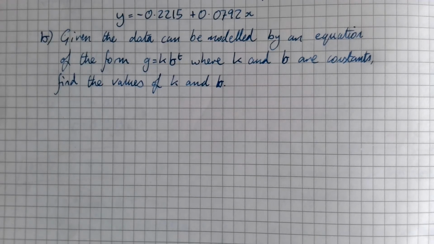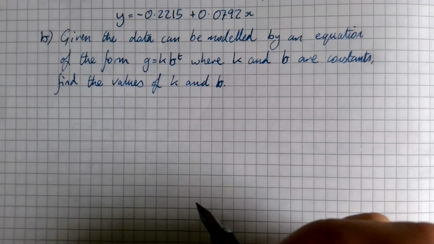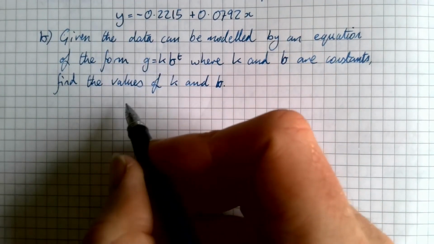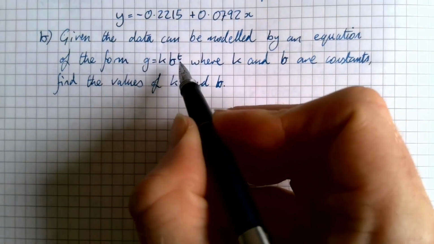So I've written out the equation we had at the beginning again of the coded data with the y, where y is log g, isn't it? Given the data can be modelled by an equation of the form g equals kb to the power t, where k and b are constants, find the values of k and b. And this is where we need to start thinking about what we were talking about at the very beginning, which is taking the log of both sides.